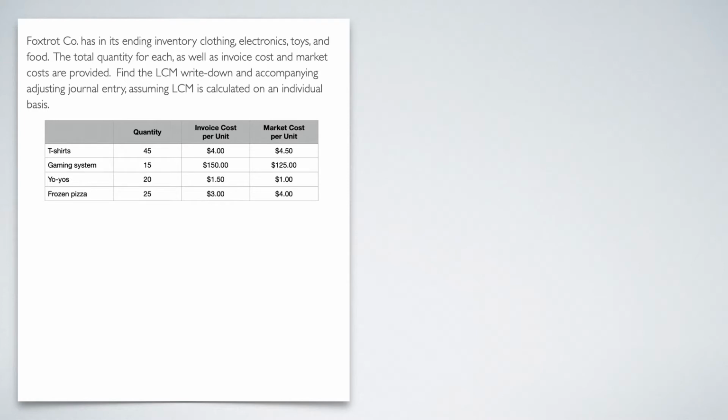Foxtrot Company has in its ending inventory clothing, electronics, toys, and food. The total quantity of each, as well as their invoice costs and market costs, are provided. Find the LCM write down. So that's something we're going to talk about in this video too. And the accompanying adjusting journal entries, assuming LCM is calculated on an individual basis.